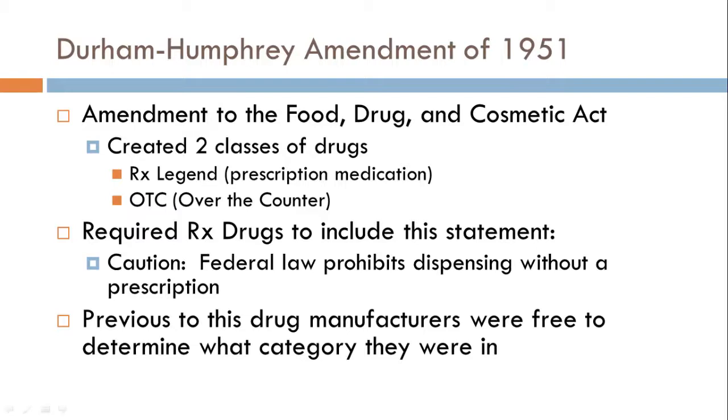So previous to this amendment, the manufacturers were free to determine whatever category they are in. If they wanted it to be over the counter, over the counter. If they wanted it to be behind the counter with the pharmacist, no problem. It was their choice as well. But the Durham-Humphrey Amendment kept that from happening, and that was in 1951.